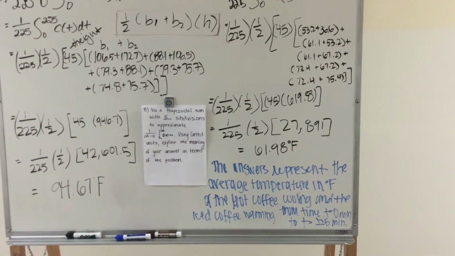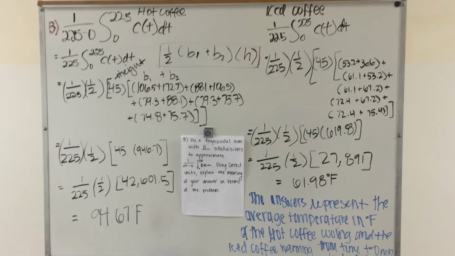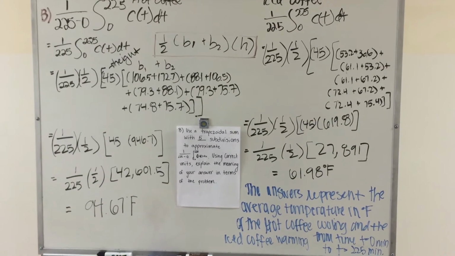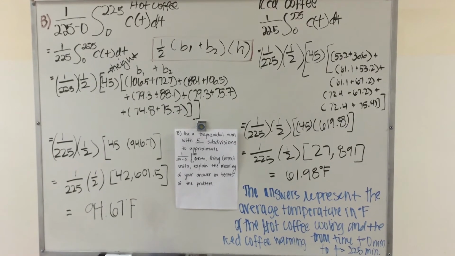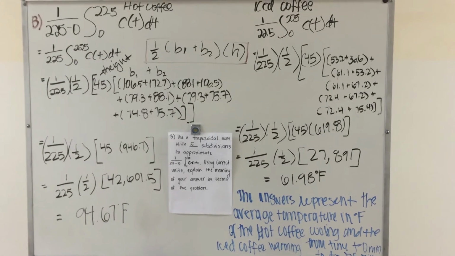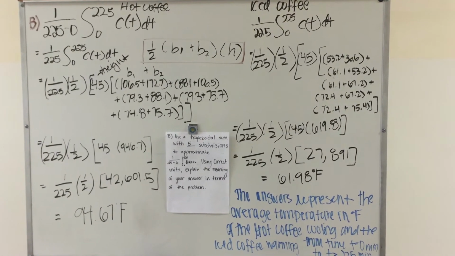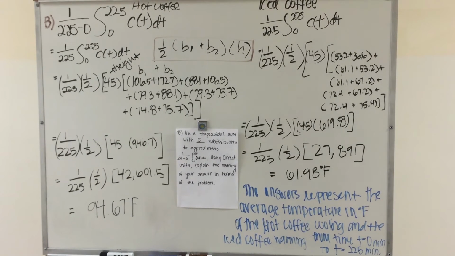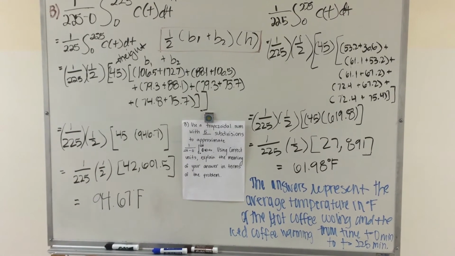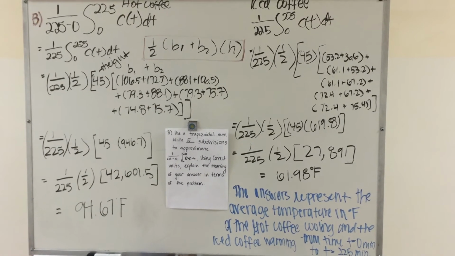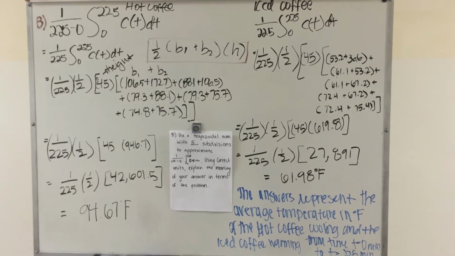For part B, we have to find the average approximation of the temperature in degrees Fahrenheit, which is 1 over b minus a times the integral from a to b of C of t dt. So 1 over b minus a would end up being 1 over 225, and you have to multiply that by 1/2, since 1/2 is constant, using trapezoidal sum. And we put the height on the outside because height is also constant. And on the inside, we have base 1 plus base 2, and we go on to use the implied sub-intervals.